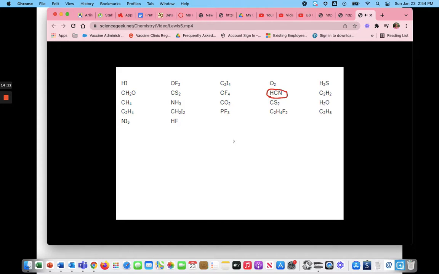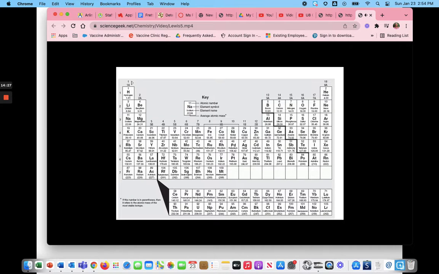This time we have 3 different elements. We have hydrogen, carbon, and nitrogen. We have 1 atom of each. So we go to our periodic table to find out how many valence electrons we have available. Hydrogen is 1 valence electron.